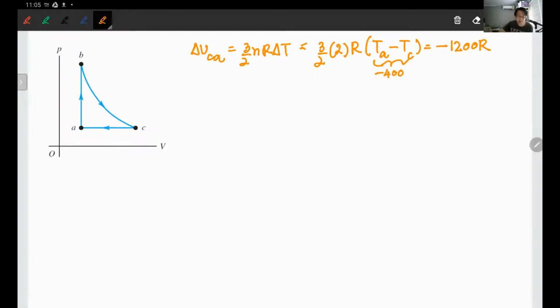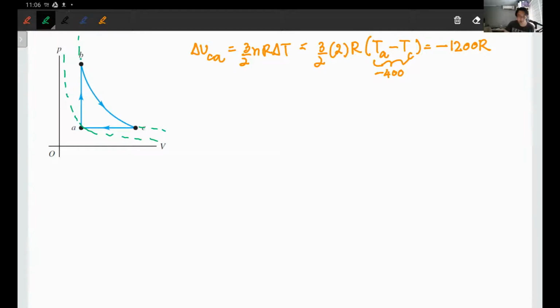And as expected, the internal energy has to be decreasing because you are coming from a higher isotherm to a lower isotherm. You're jumping down. So when you're jumping down, of course, the temperature will be reduced and the internal energy will be decreasing along with it. So it's a negative change.